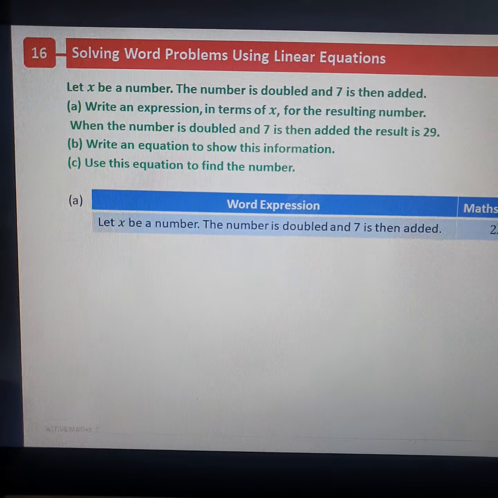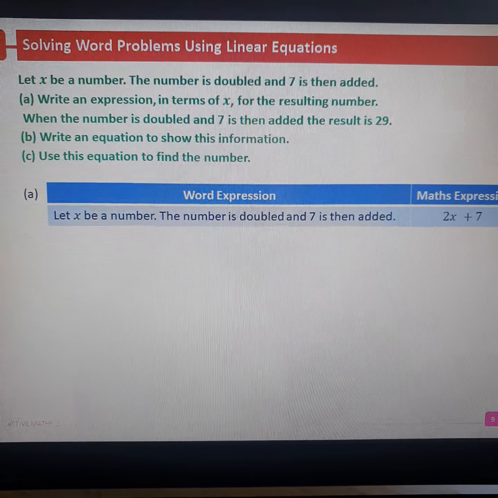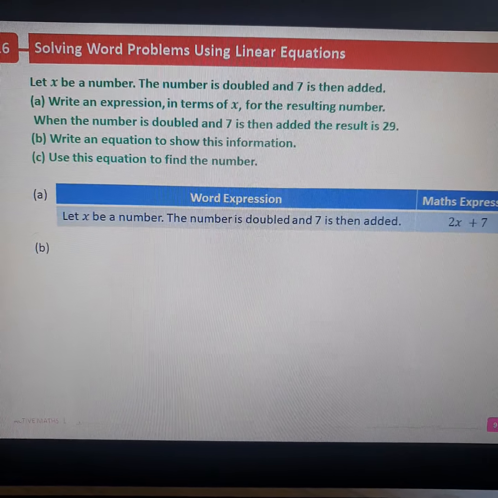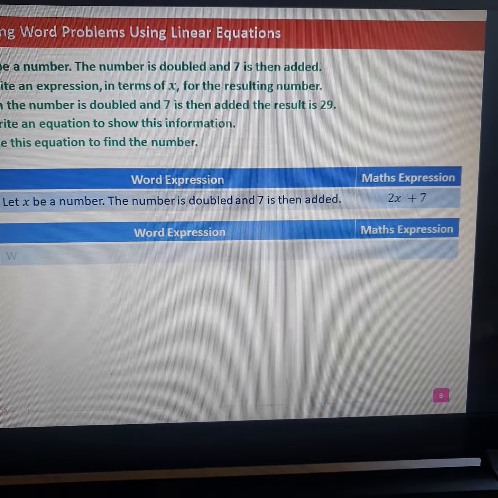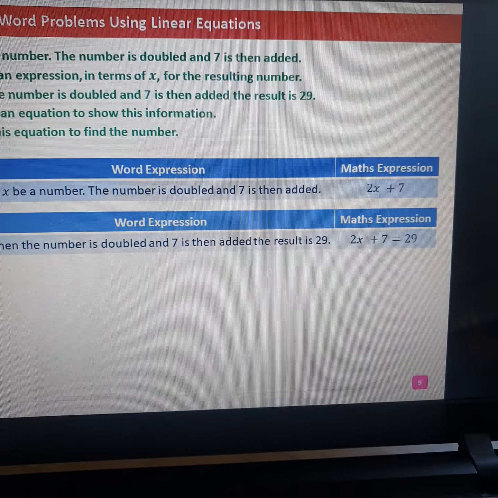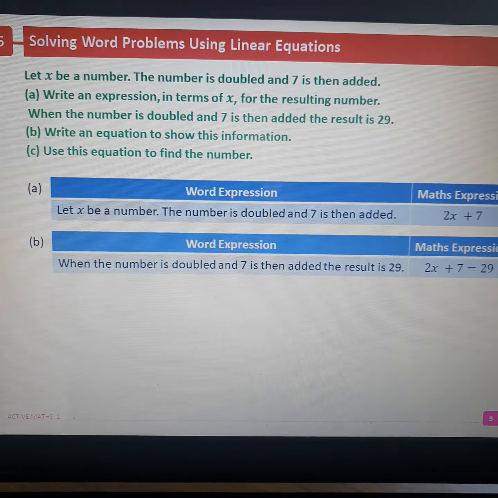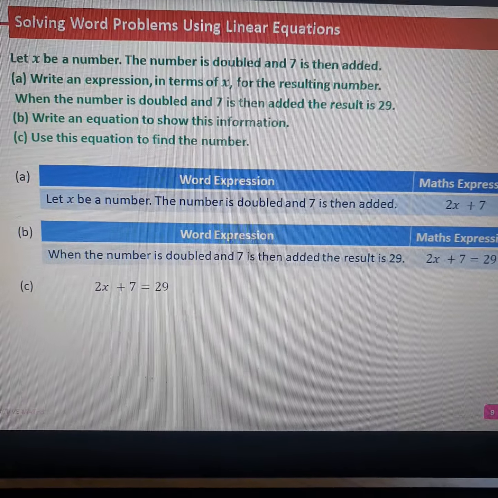The next bit of information is when the number is doubled and 7 is then added, the result is 29. So write an equation to show this information. So the first thing is writing an expression. The next thing is writing an equation. So we'll have 2x plus 7 is equal to 29. And then it says use the equation then to find the number. So that's just doing your normal steps.